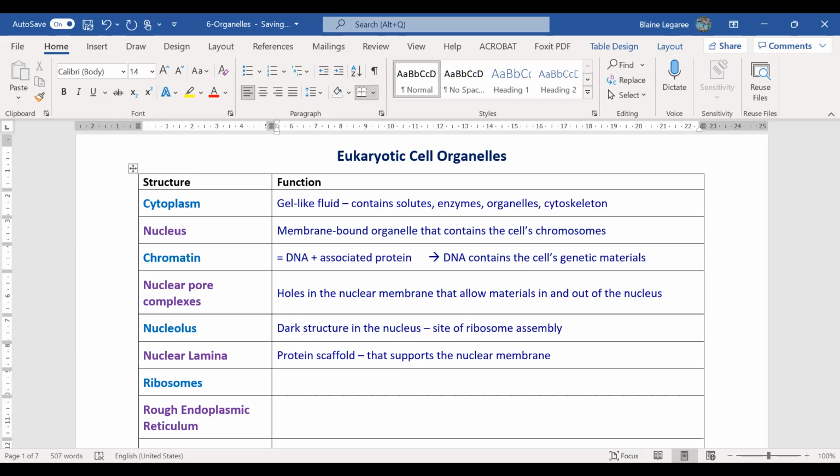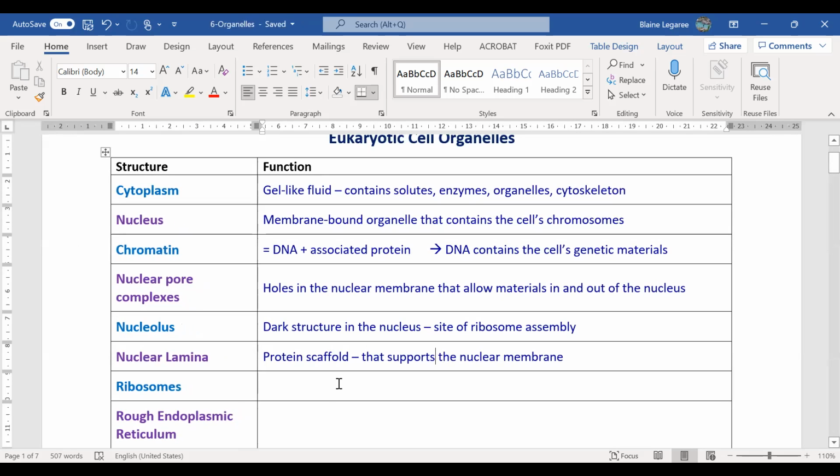Okay. Looking at this, I see the next one is ribosome, and we've already defined ribosome for bacteria, but I'm going to define it again, and I'll do that right now. So a ribosome is the site of protein synthesis. This has a name, it's called translation. Okay.